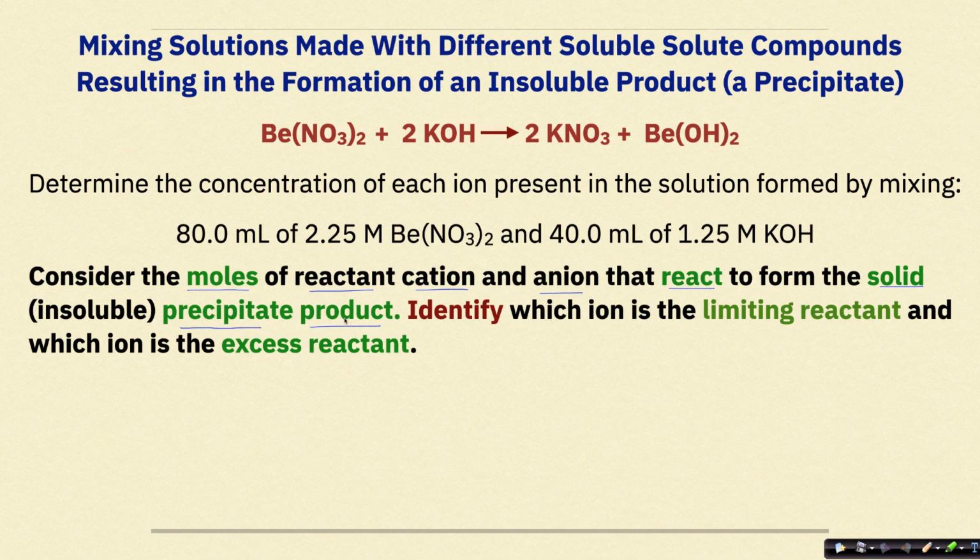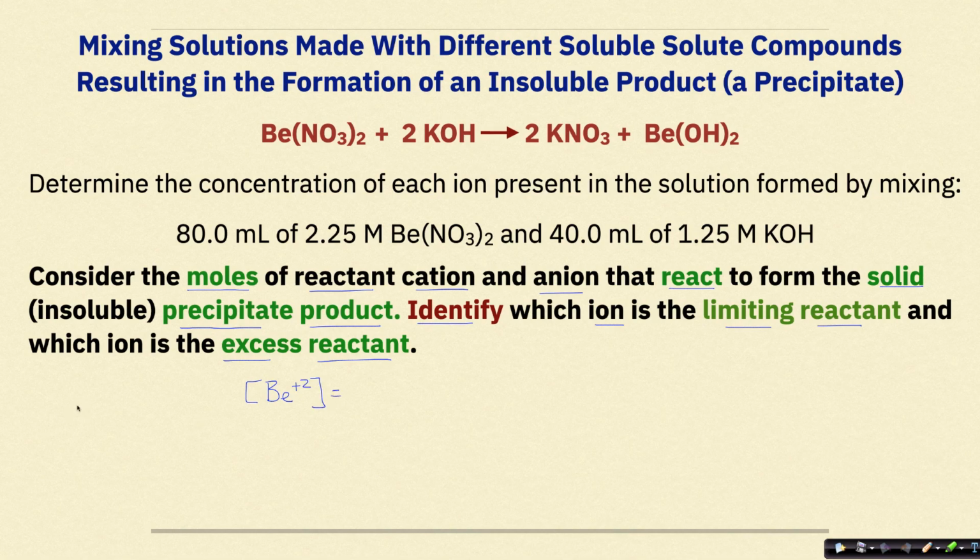We know the two ions that are coming together to form our insoluble product. We need to find the moles of both of them. Once we do that, we're going to identify which ion is the limiting reactant and which ion is the excess reactant. So let's start out with the two ions that we know are involved in the insoluble precipitate. So the first one is Be. So I'm going to put, because I sort of want these next to each other, Be plus 2.